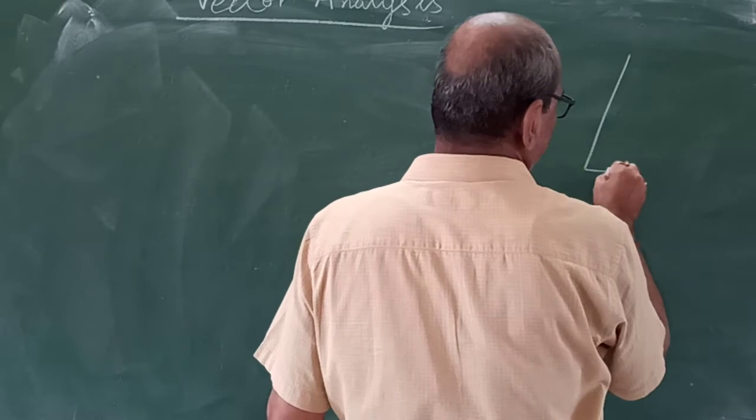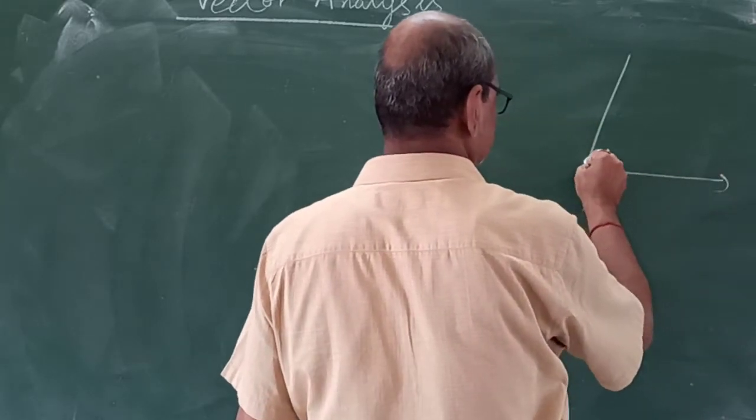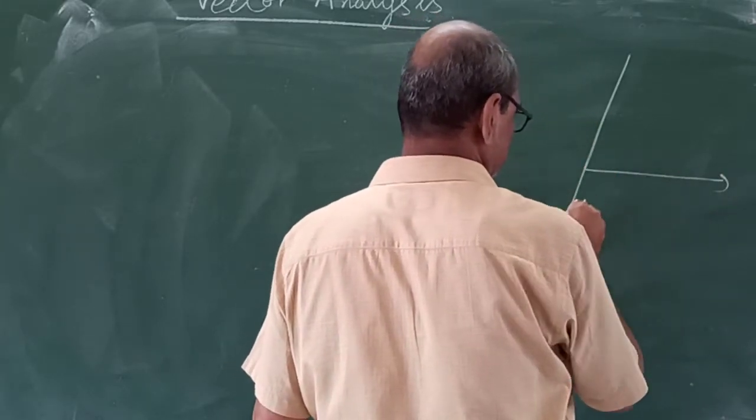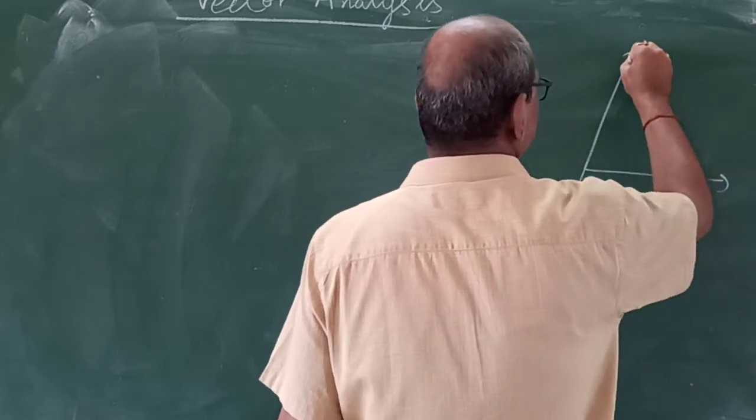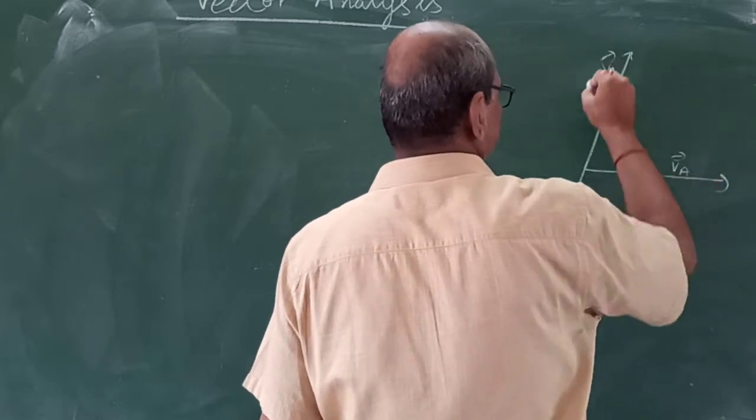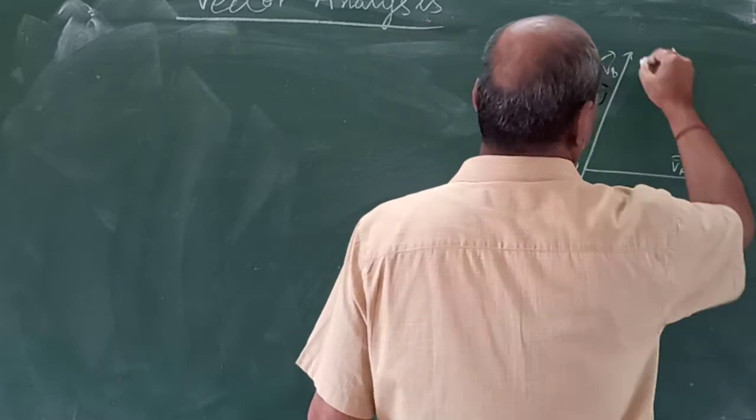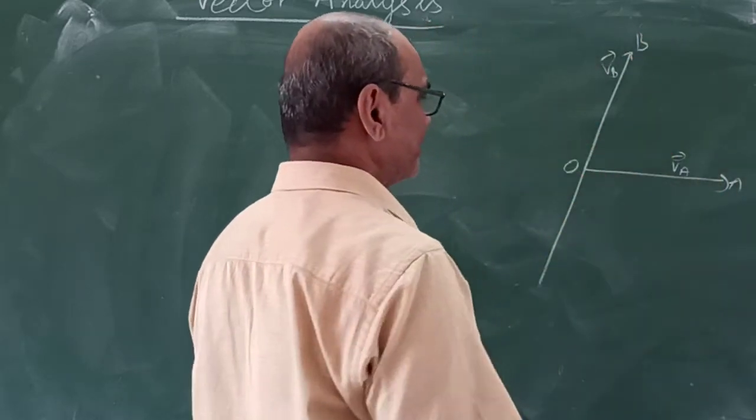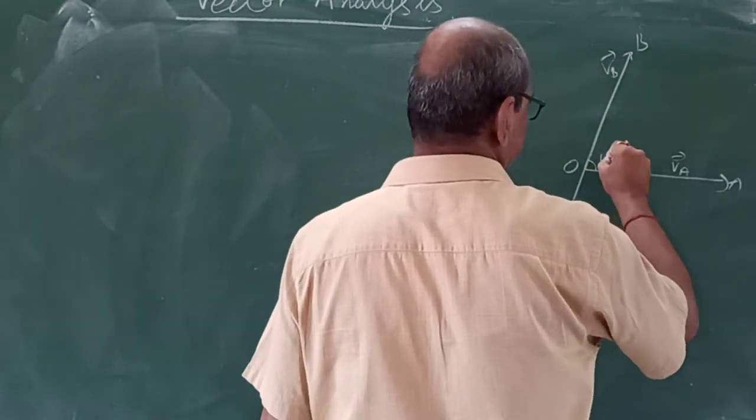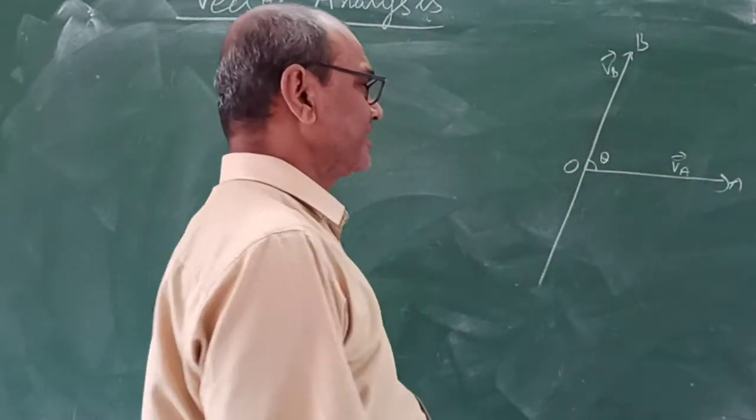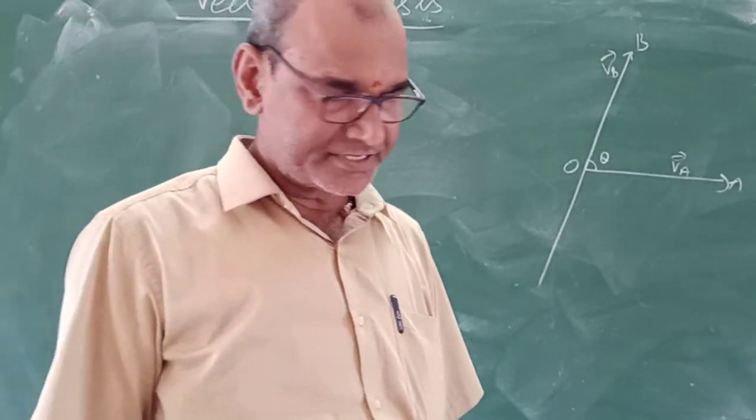OA and AB. This is the velocity vector A. This one is the velocity vector B. OA line represents the velocity vector A. OB line represents velocity vector B. They are inclined at an angle theta.